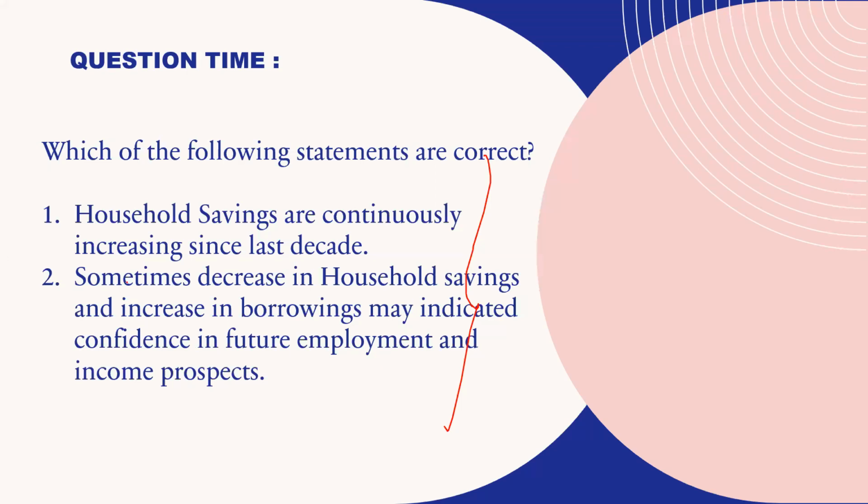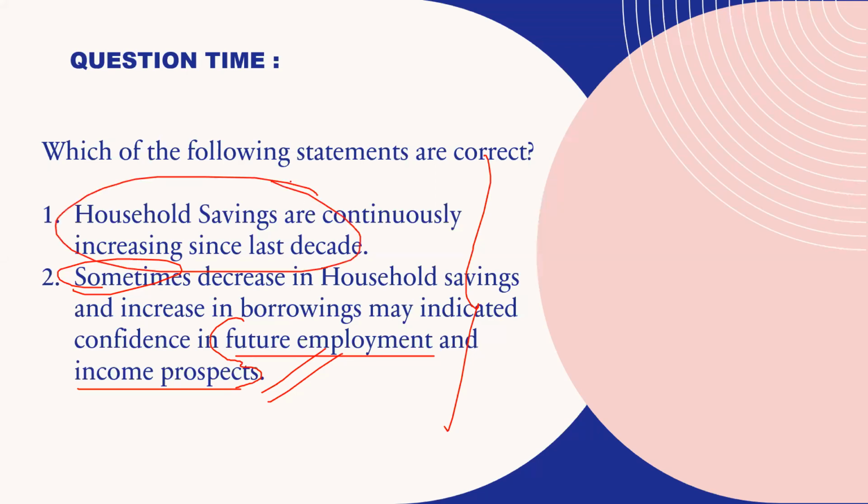Sometimes a decrease in household savings and an increase in borrowings may indicate confidence in future employment and income prospects. I'll explain this clearly because this is important for both the prelims as well as the interview. But basically, yes, this definitely will be wrong. Household savings continuously increasing over the last decade, nothing generally increases continuously, especially these types of variables.